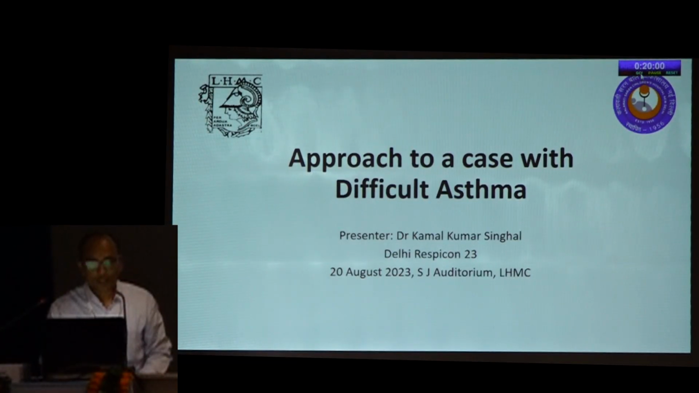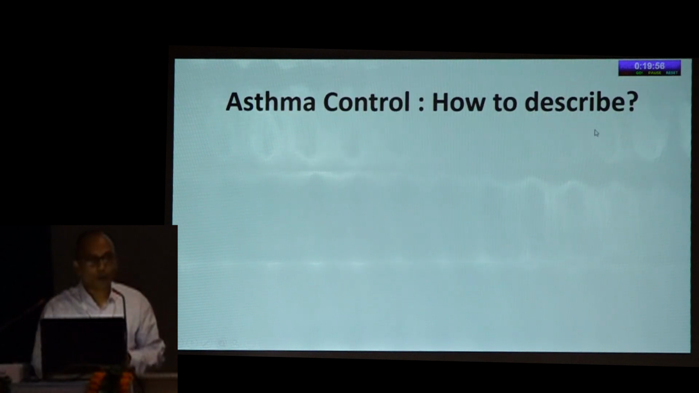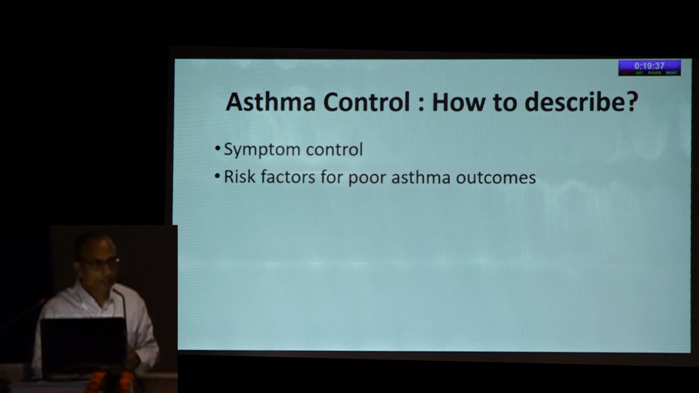So the topic is approach to a case with difficult asthma. So how do you define asthma control? There are two factors that you take into account when you define asthma control. One is what most of us understand, the symptom control. But what is important is that it is not the only thing to be looked at. Other than the symptom control, you have to assess for risk factors for poor outcome.